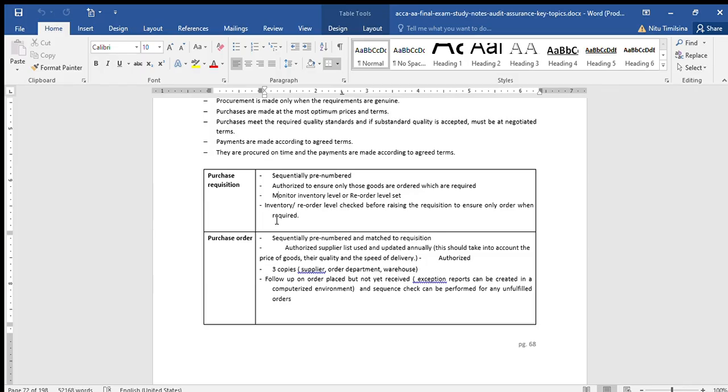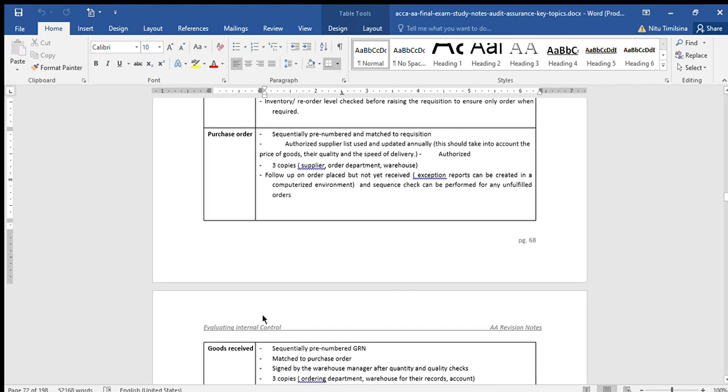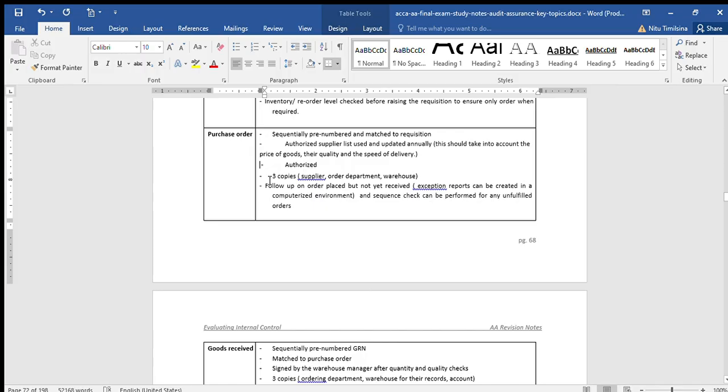And purchase order, sequentially pre-numbered and matched to requisition. Authorized supplier list used and updated annually. This should take into account the price of goods, their quality, the speed of delivery, and purchase order is authorized. There should be 3 copies: suppliers, order department, warehouse.